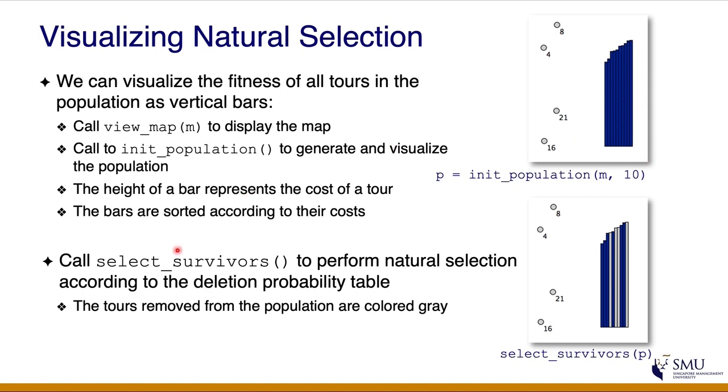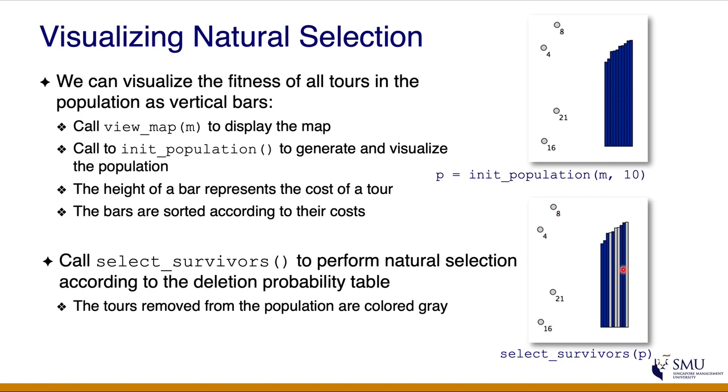So if you call the select survivor method, what it does is that it's going to delete some of the solutions randomly based on the quality of the solution, right? If the solution quality is low, as mentioned again, even the worst performing one, you don't have 100% chance of deleting that, but the chance of it being deleted will be the highest. Okay, so you see that all these bars being grayed out, it basically means that the solution is now deleted.